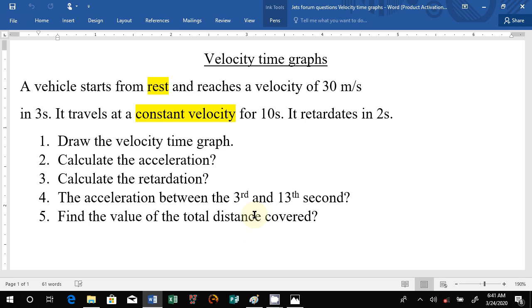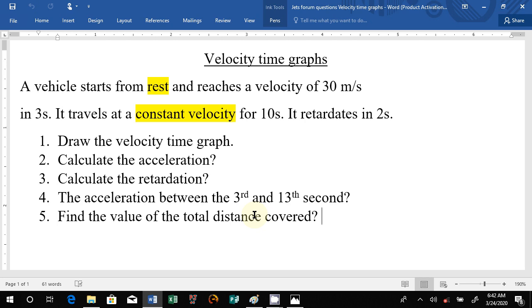So velocity time graph, what are they? For starters, they are just like ordinary graphs. We are expecting two axes there. Let's just read the question and we start.